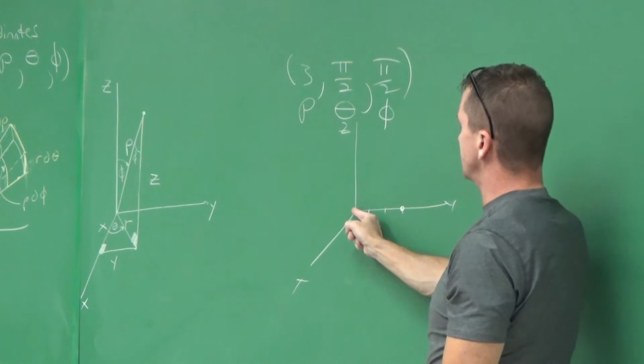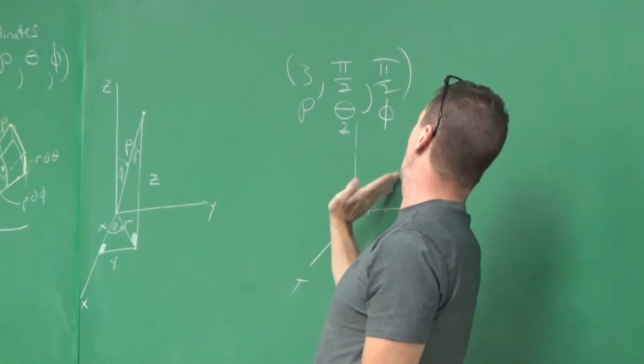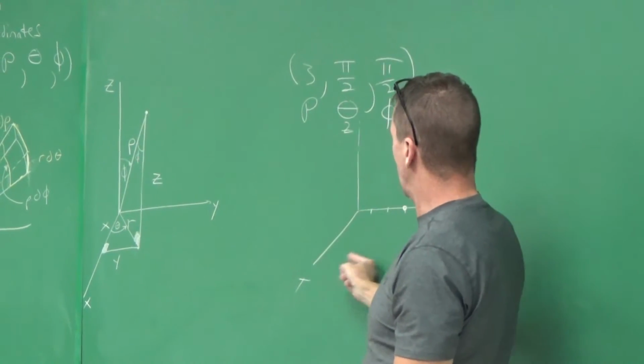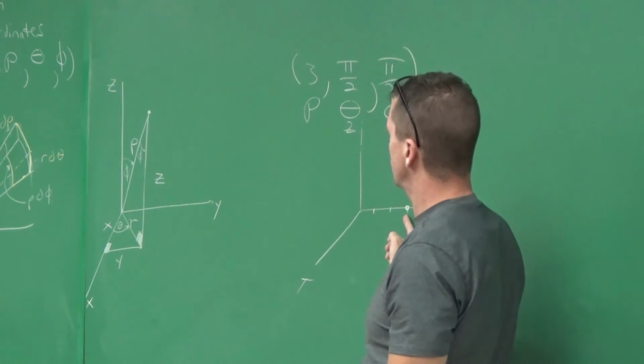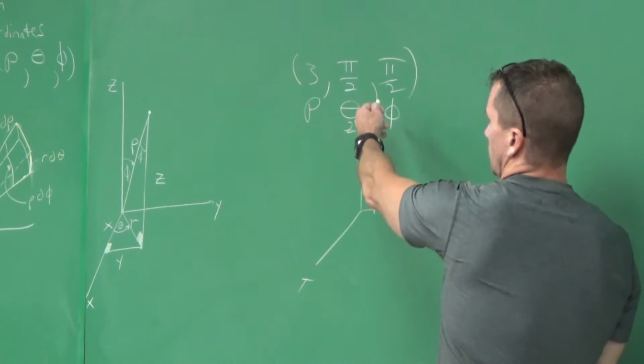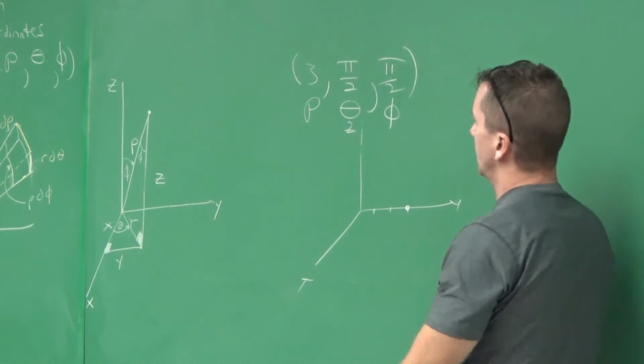Because it went a distance of 3, it rotated 90 degrees down from the positive z-axis, but it rotated pi over 2 this way. Cool. I just want to give you a simple point, because if I give you another bizarre point like pi over 4 or pi over 6, it might look out here or something, right?